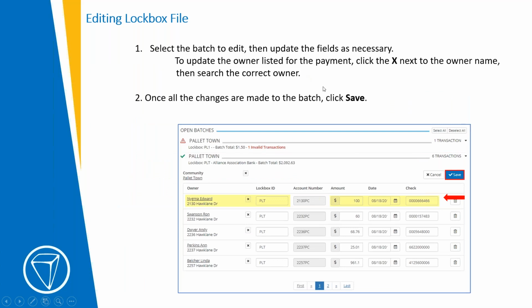All right, let's talk about editing that Lockbox file. So you're going to select that batch by clicking that gray bar, and it's going to open up. And you have the opportunity to update the owner listed. You just have to click the X next to the owner there, or you can edit any of the options there, the check number, the date, the account number, and of course they have to be valid. The system has to identify them, but then you can click Save, and that will save your changes. So you can edit anything in the Lockbox prior to posting.